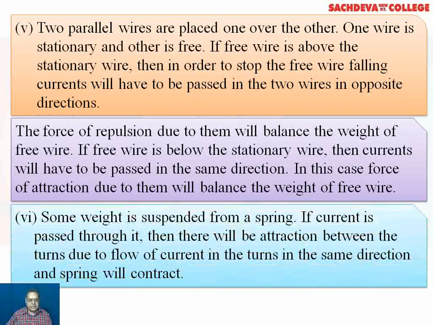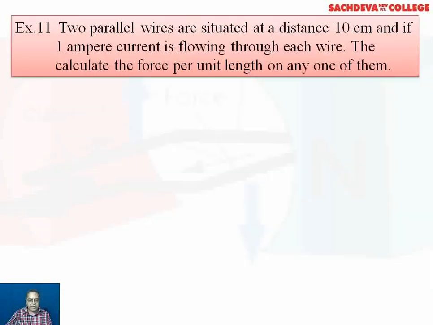Now, the sixth point is that some weight is suspended from a spring. If current is passed through it, then there will be attraction between the turns due to flow of current in the turns in the same direction, and the spring will contract.